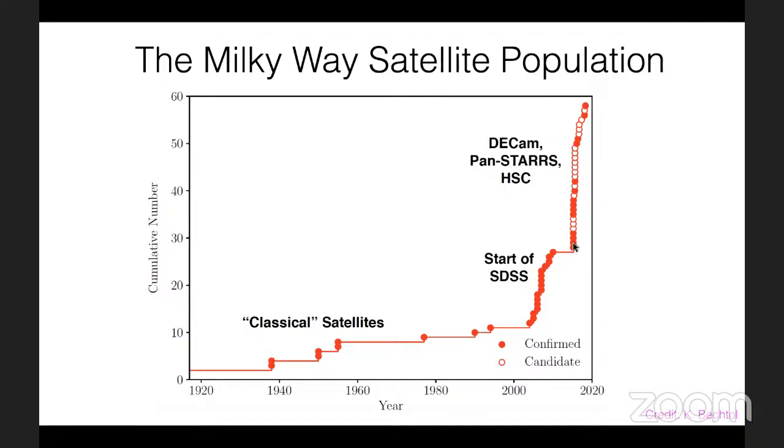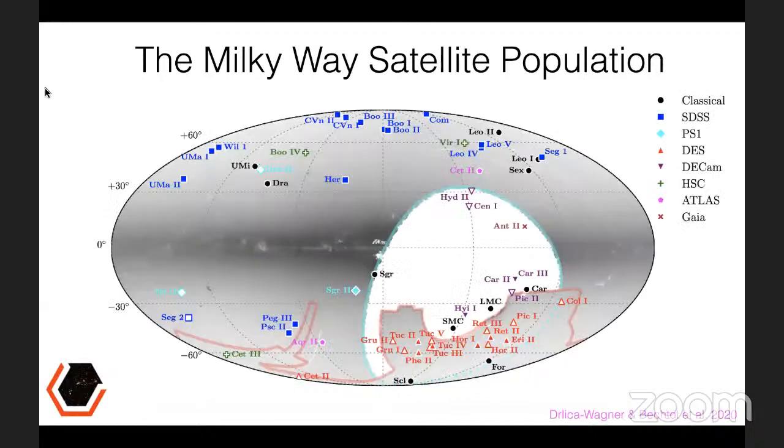And what they've done in the matter of, as I said, the last 5 years is they've doubled the population of known Milky Way satellite galaxies again. So we're now near 60 of these extremely faint dwarfs. This is a map of their positions on the sky. And you can see various survey footprints on this map. So the Dark Energy Survey footprint is shown in red here.